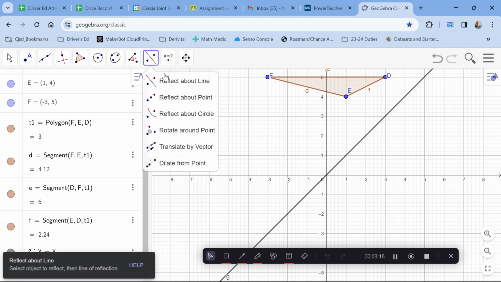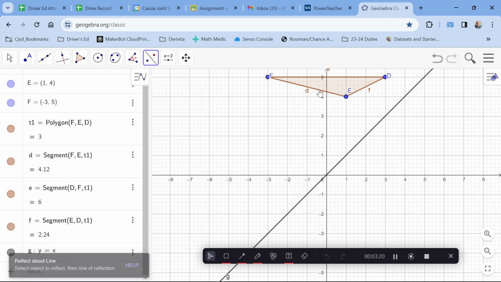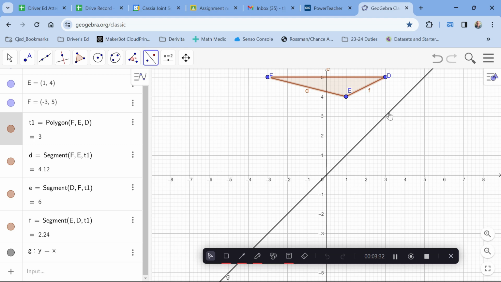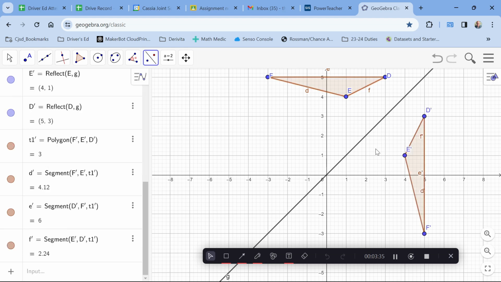So I'm going to use a reflection. I'm going to click on the object, not the side length. So let me try that again. Hit undo, reflection. I'm going to click on my triangle, and then I'm going to click on the line. And when I get done, you can see that it has created a triangle, and that this triangle has all the same letters, but it has that prime after it, like we talked about before. So instead of D, it becomes D prime, E becomes E prime, and F becomes F prime.